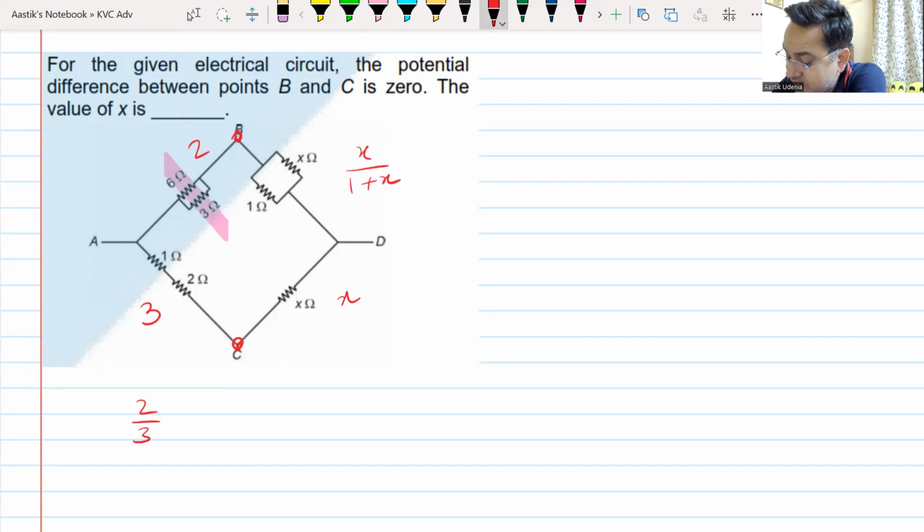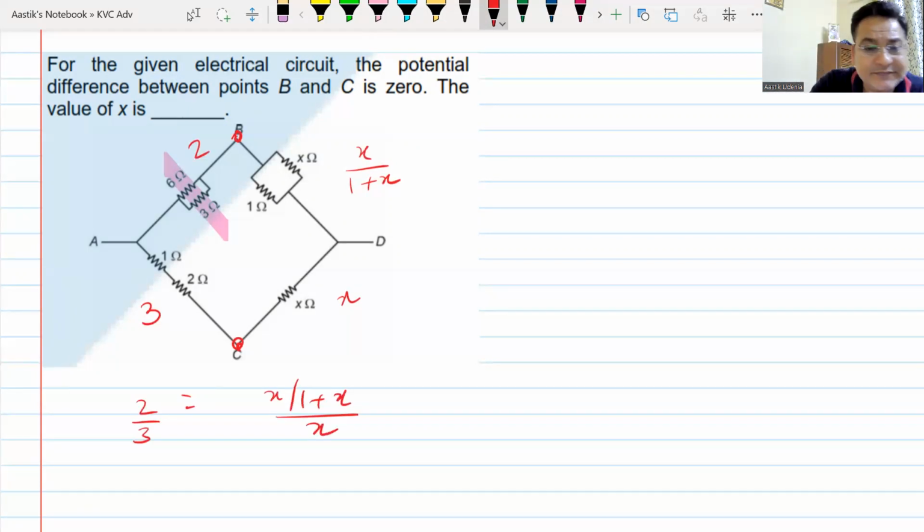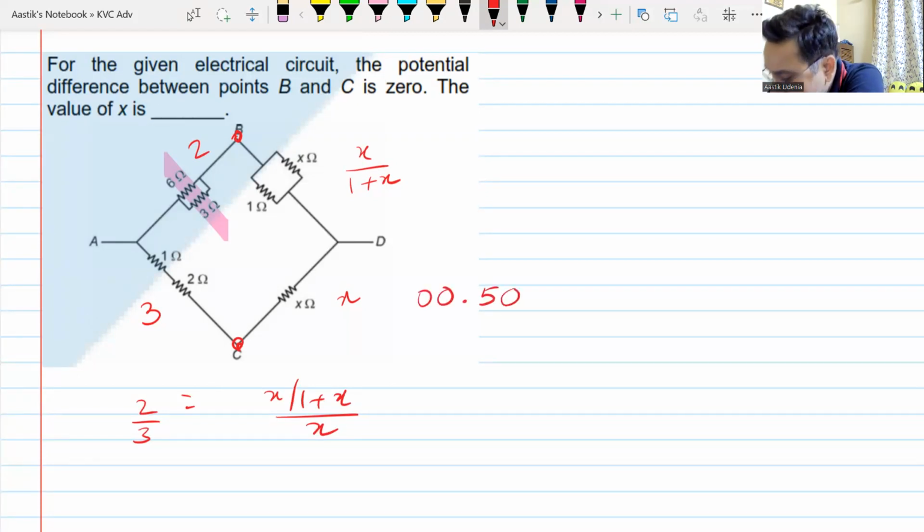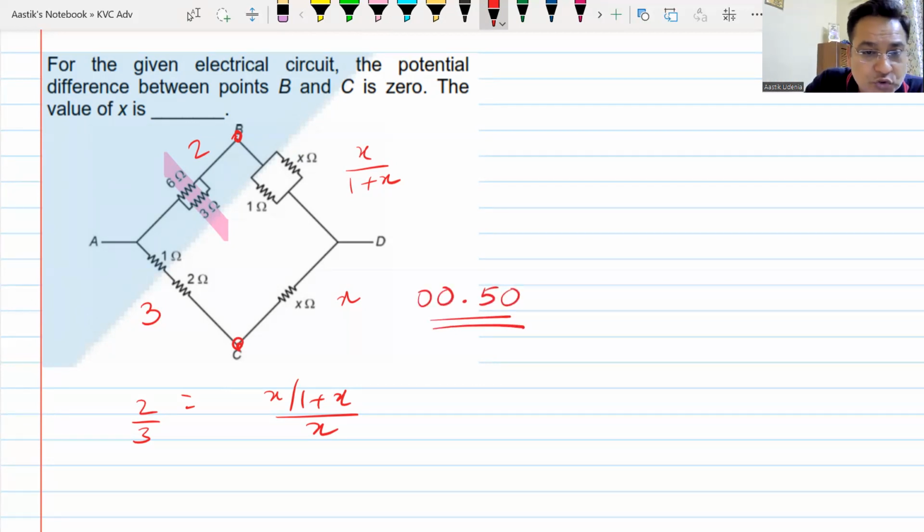Then 2 by 3 should be equal to x upon 1 plus x divided by x. Yes or no? Yes, sir. From here, you should get the value of x, and the value of x is coming as half. Then, my dear friends, the answer is 0.50. That is the answer, and that is the way you should have written it.